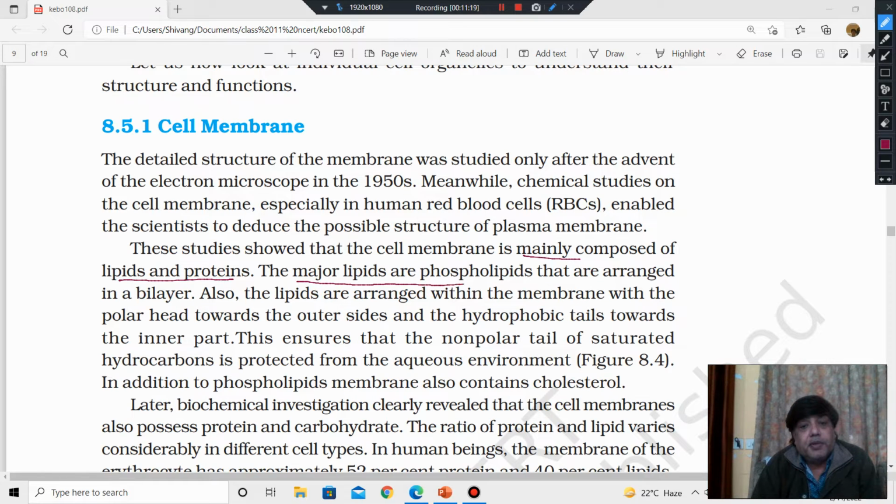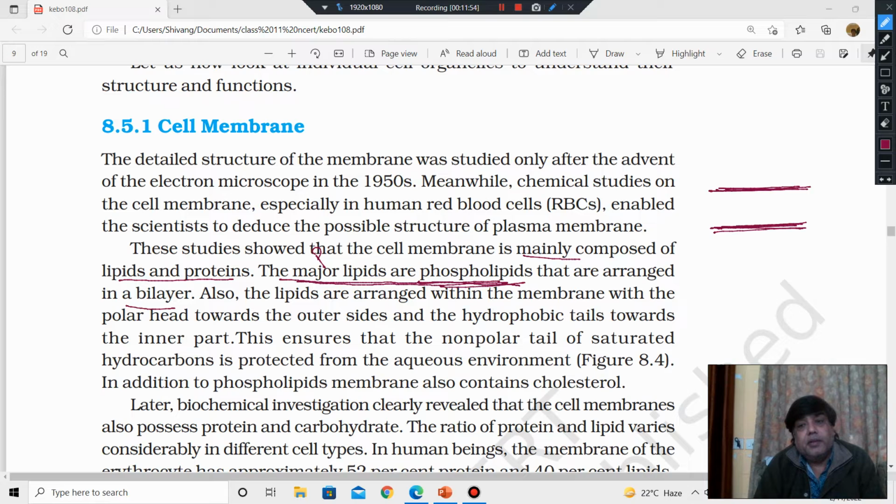The major lipids are phospholipid, and this is the important point you should note, the major lipids are phospholipid that are arranged in a bilayer. So plasma membrane or cell membrane is mainly composed of lipid and protein, and the type of lipid present in plasma membrane is phospholipid, the major lipid, arranged in bilayer, and there are two layers of phospholipids.